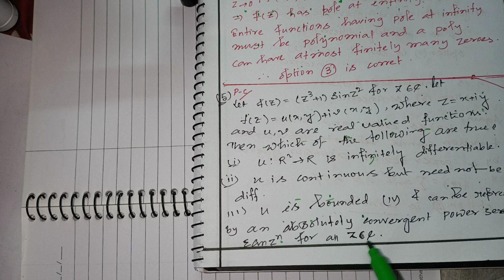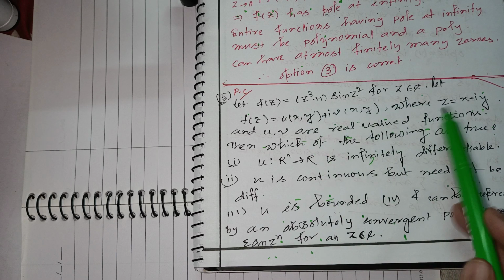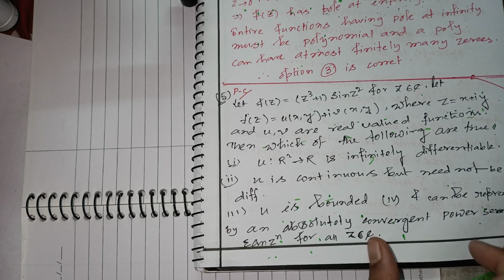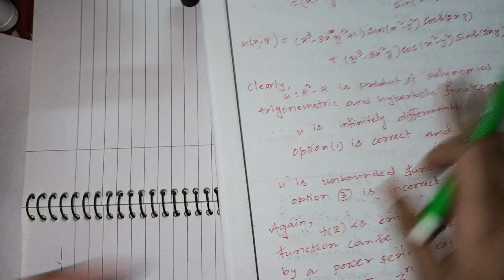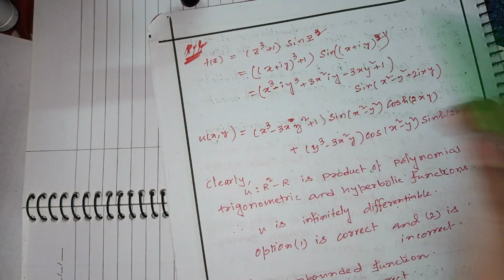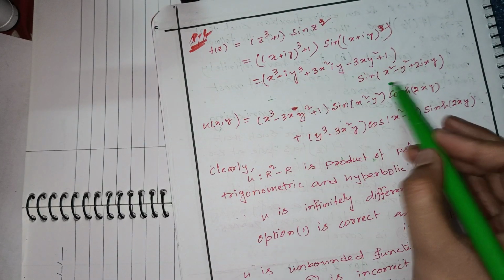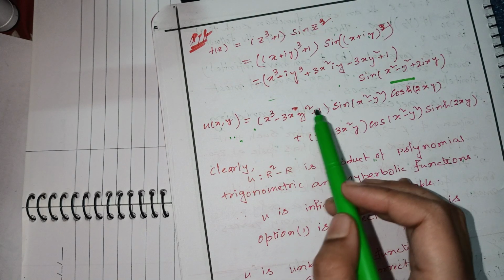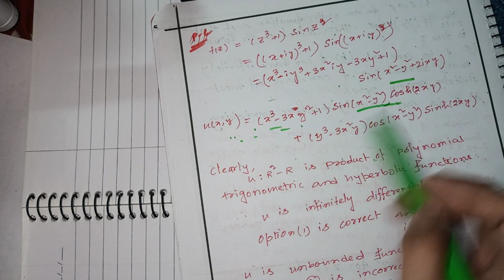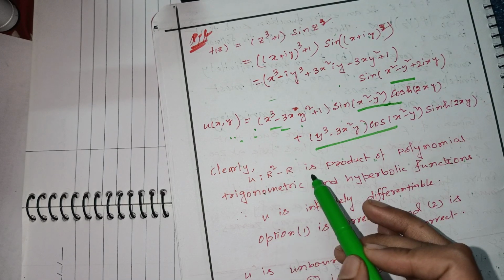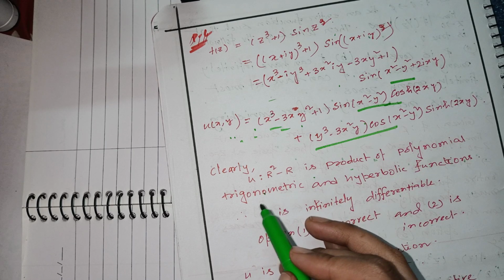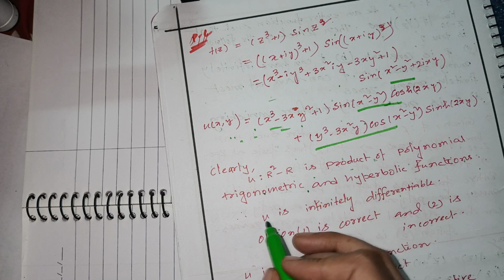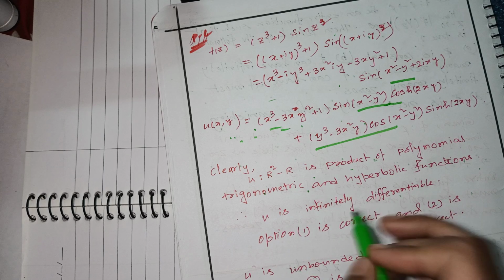represented by an absolutely convergent power series summation of a_n z^n for all z belongs to C. So first we put z = x + iy, and we get this form, and u means the real part of f(z). So clearly u is the product of polynomial, trigonometric and hyperbolic functions. So u is infinite differentiable. So option 1 is correct.